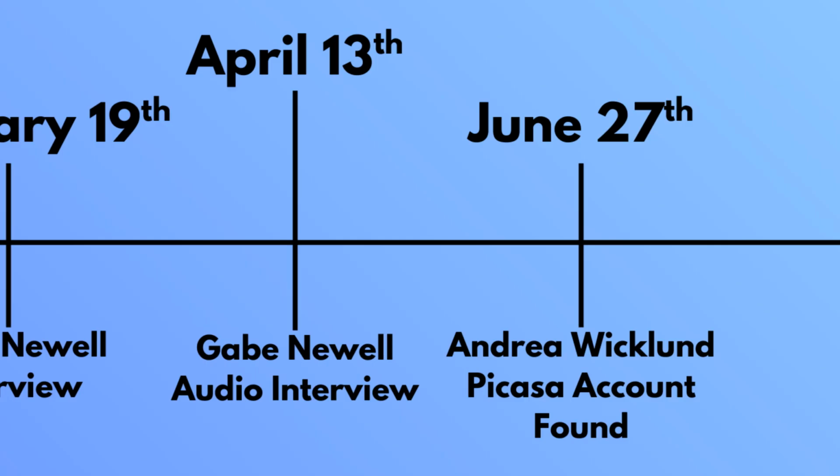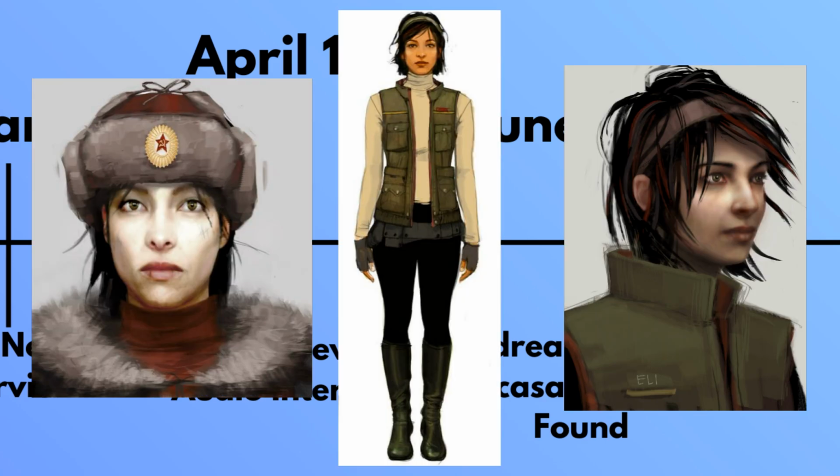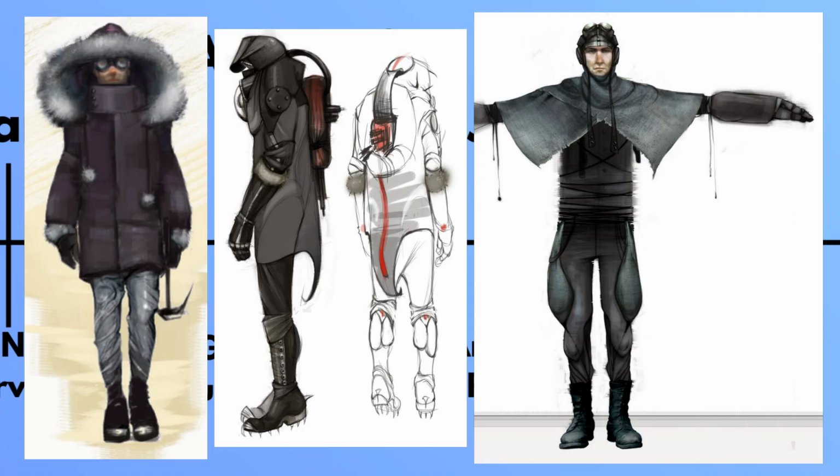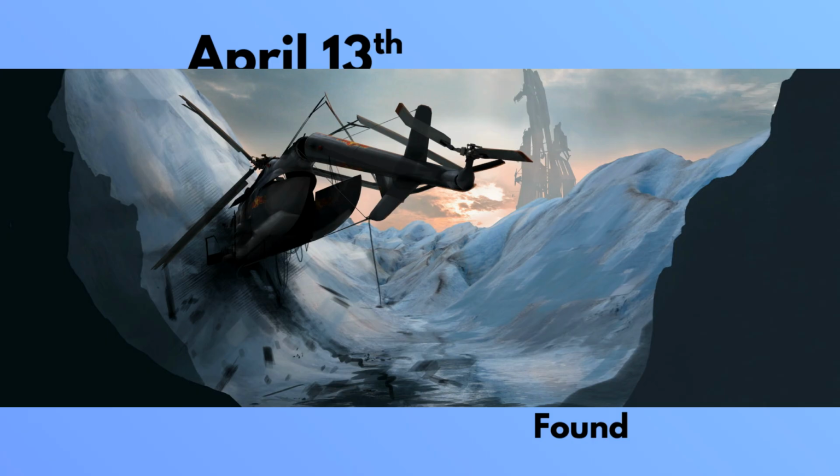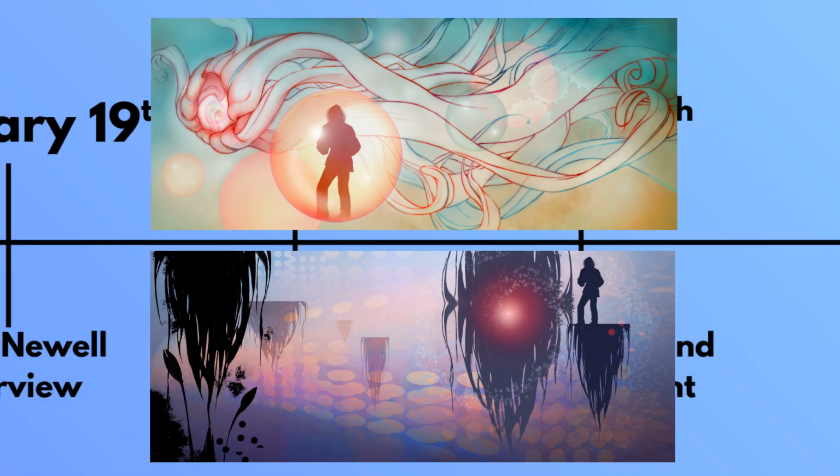4 years after Andrea Wicklund uploaded concept art for Episode 3 onto her Picasa account, it would finally be discovered by the community on June 27th. These images would contain environmental art depicting an Arctic setting, multiple outfit redesigns for Alyx Vance, several previously unseen characters, the Resistance helicopter seen at White Forest at the end of Episode 2 crashed into the ice, and a bunch of images that reimagined Zen. The day after this was discovered, her account was deleted.